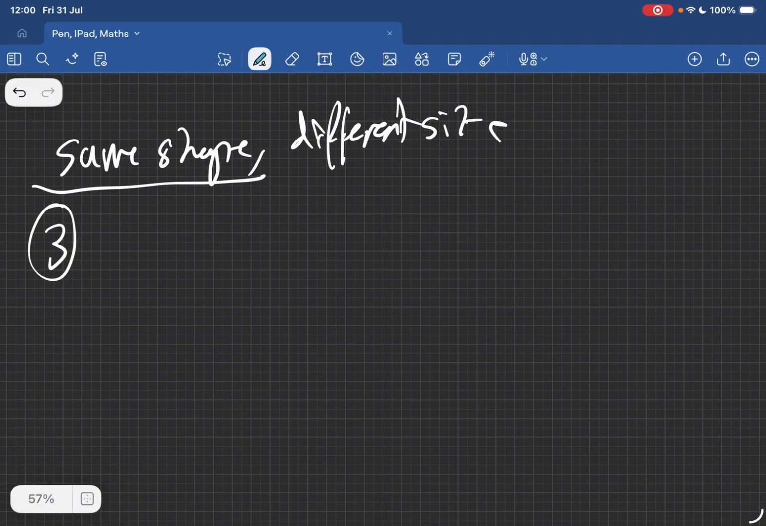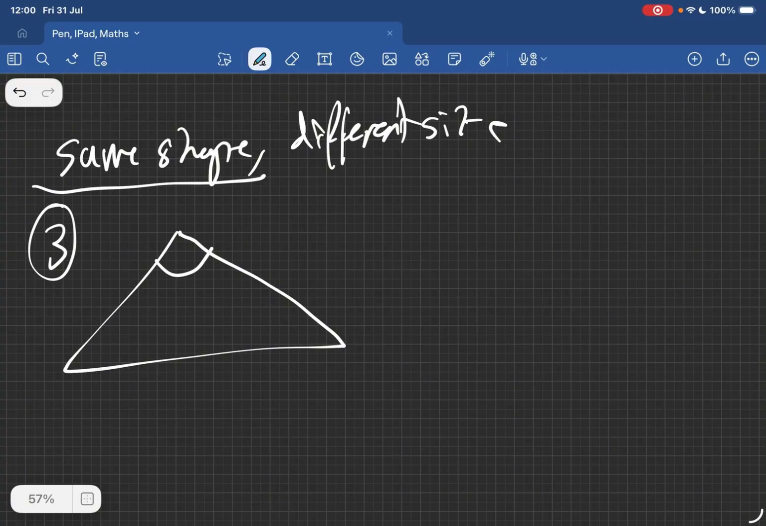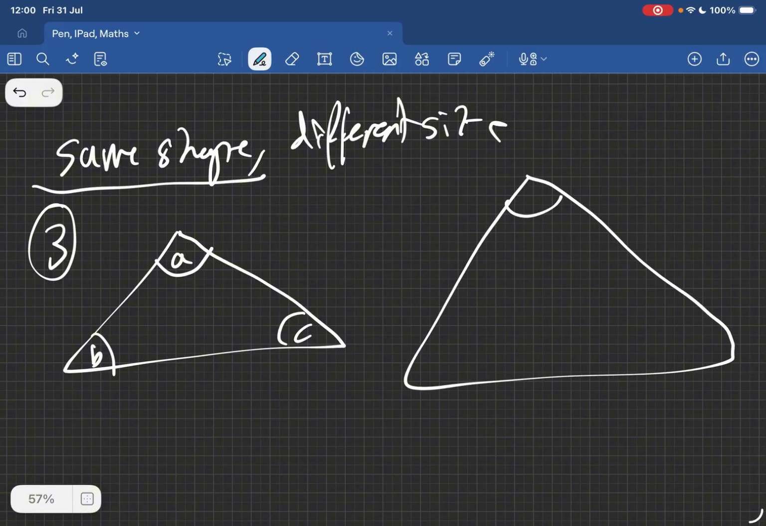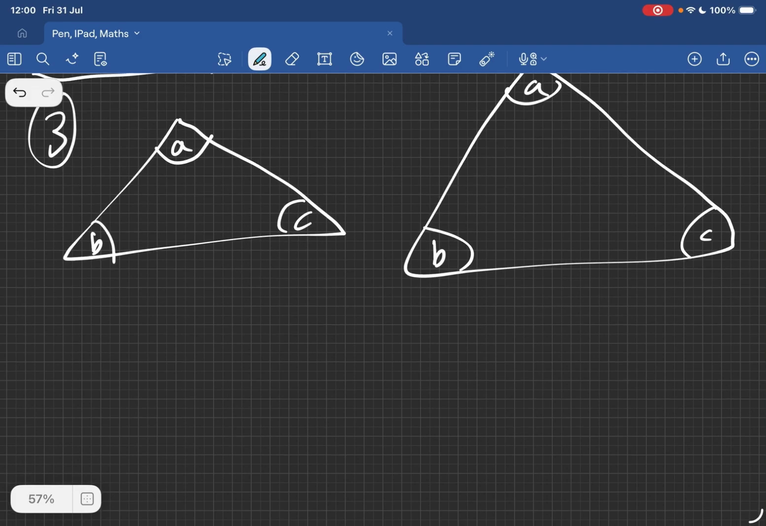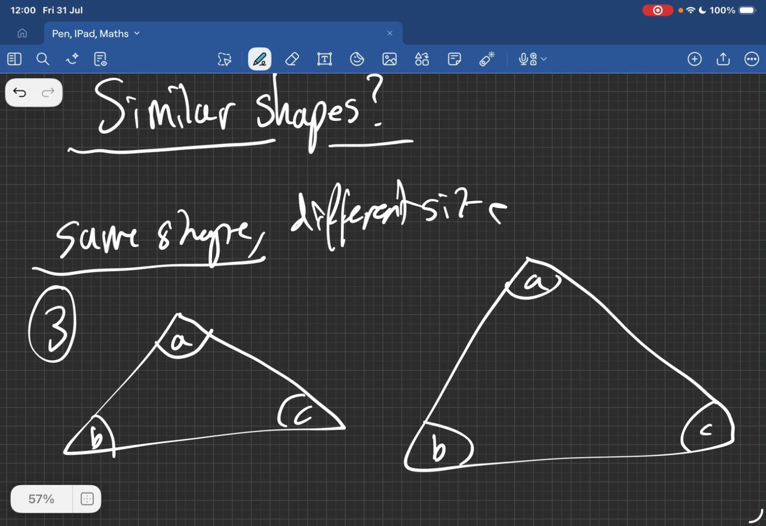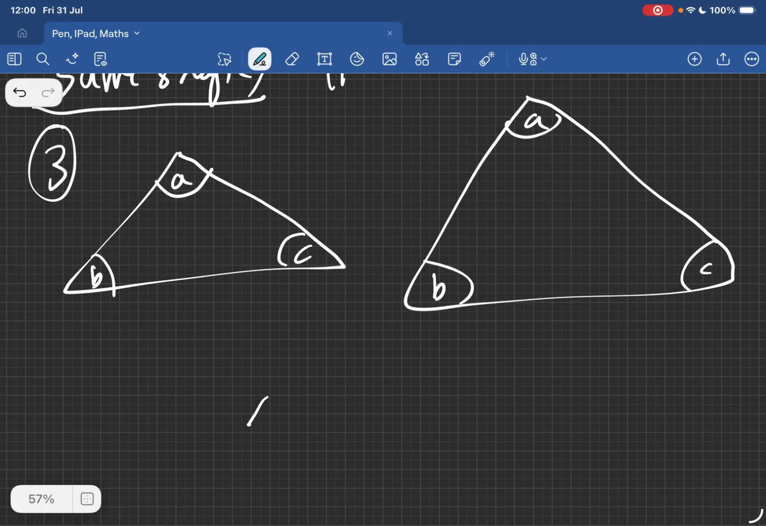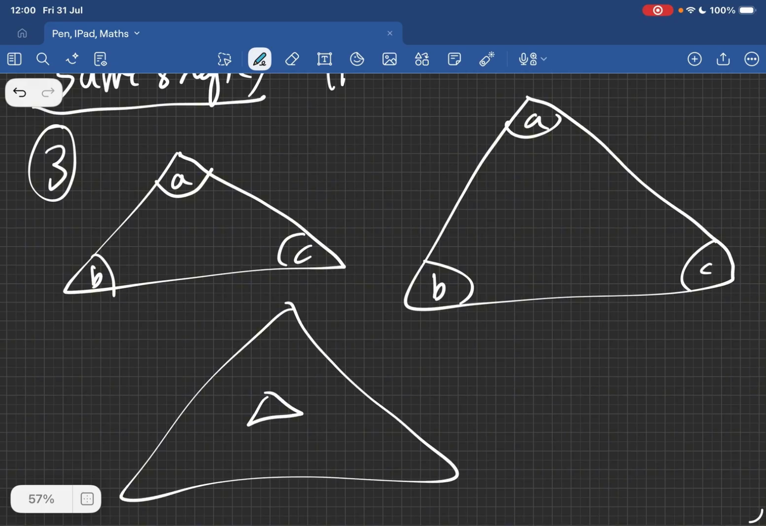Rule one: if they have the same angles. So let's look at a triangle. If all three angles are the same, and then let's look at this shape here. All three angles are the same, then they are a similar shape. Similar shapes, same shape, different sizes, are all about being enlarged or shrunk. It's the same shape, but it's just been made smaller or bigger.